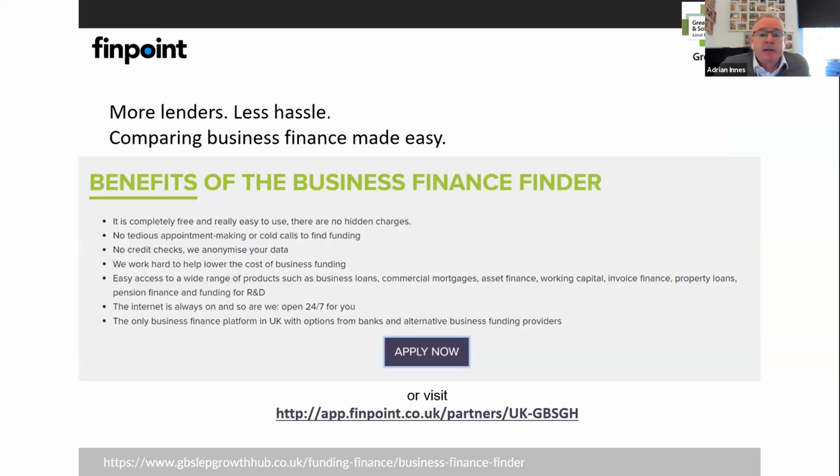So the key benefits of the business finder, I suppose, is that by completing one simple application, we can reach out through the proprietary technology that we have to multiple funders. The average application that comes into us will have 5 or 6 funders matching the criteria. And when I say matching the criteria, it's how much do you want to borrow, what's the term you want to borrow that money over, and what's the purpose. All funders are going to look for the ability to repay and potentially look at an element of security, be it personal guarantees and/or heritable security.